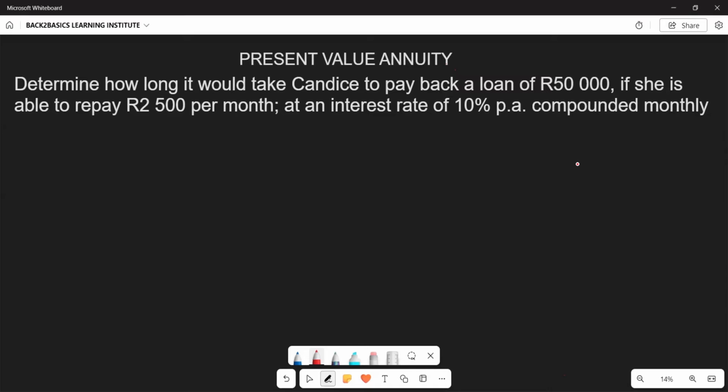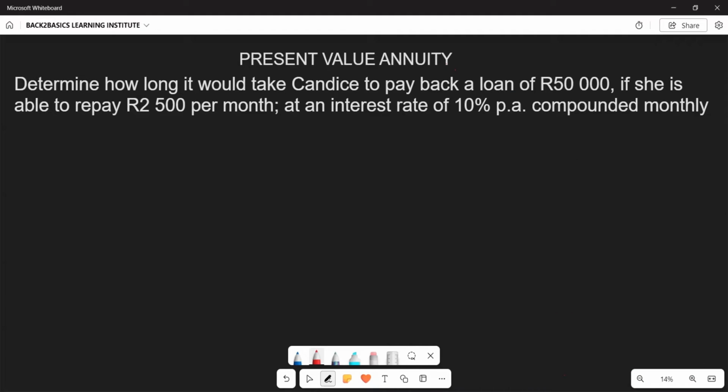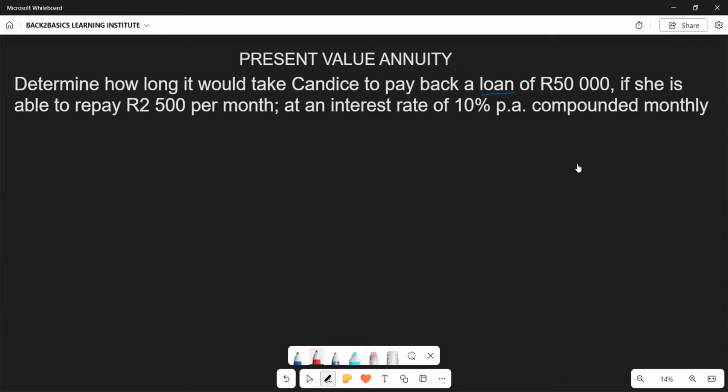Now, already we know that this is going to be a present value annuity because this is a loan. If this is a loan, already we know that this is going to be our present value annuity. When you have a loan, this is going to be your PV value. So do we have the PV value? Yes, our PV value is going to be 50,000.